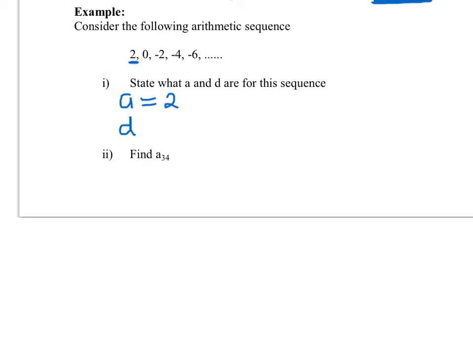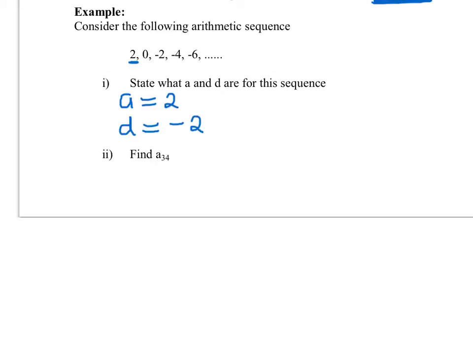What do you add to the first term to get the next term? Now, in fact, it's gone down. It's gone from a 2 to a 0. So what you're doing is you're adding a negative number or subtracting a number, as the case may be. So you're subtracting 2. So d is equal to minus 2.